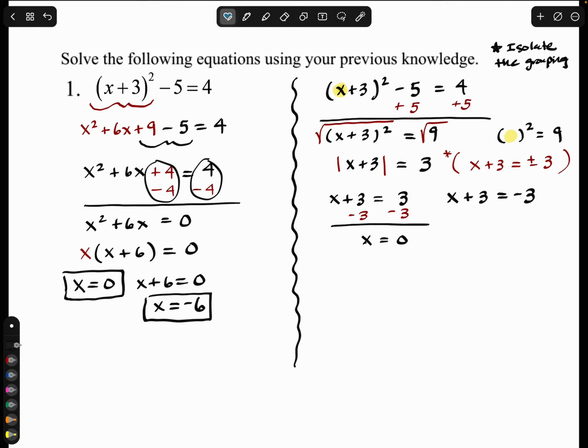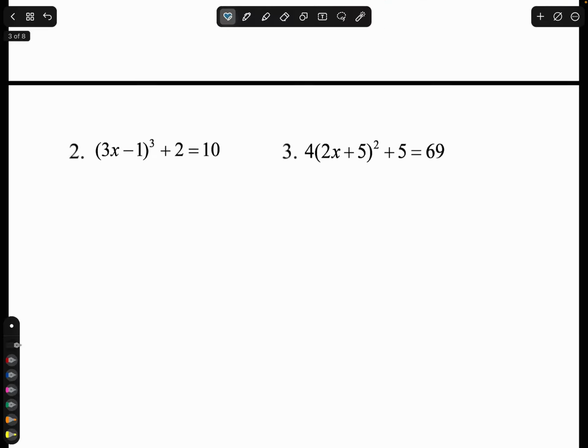And I end up here that x is equal to 0, which is the same thing as we got the first time we did it. And then again on the right side, we're going to subtract 3 from each side, and we would end up with x is equal to -6. Both of them the same answers we got when we did it the other way. Okay, so both methods are acceptable. Sometimes one might be more efficient than the other. It's good to know both ways to do it.